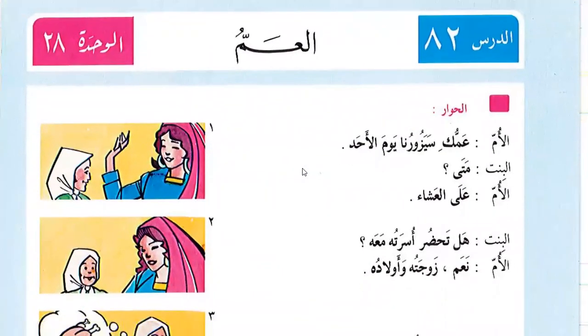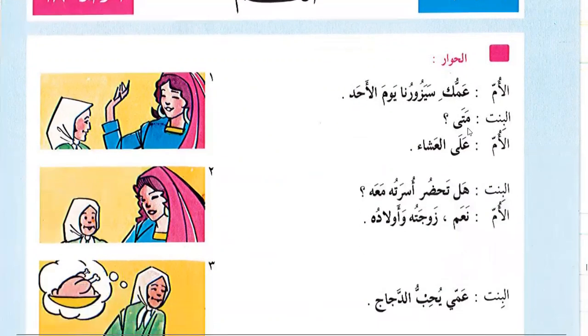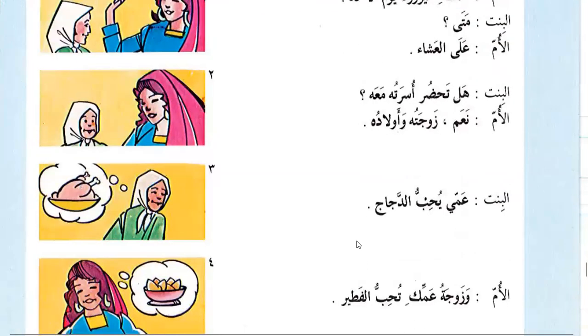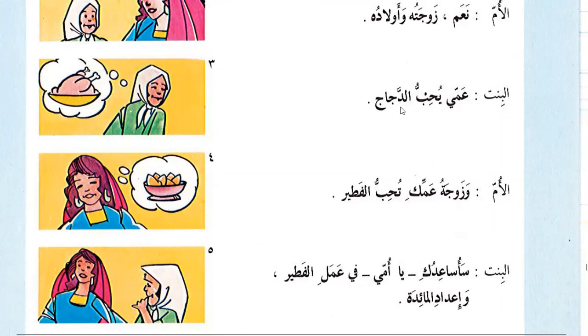Al umm: your uncle will visit us on Sunday. Albint: mata? when? Al umm: al al asha, at the dinner. Albint: hal tahduru usratuhu maahu? Will his family come with him? Al umm: naam, zawjatuhu wa auladuhu. Yes, his wife and his children. Albint: ammi yuhibbu dajaj. My uncle loves chicken. Al umm: wa zawjatu ammiki tuhibbul fatir. And the wife of your uncle loves fatir. Fatir is an Arabic dish.